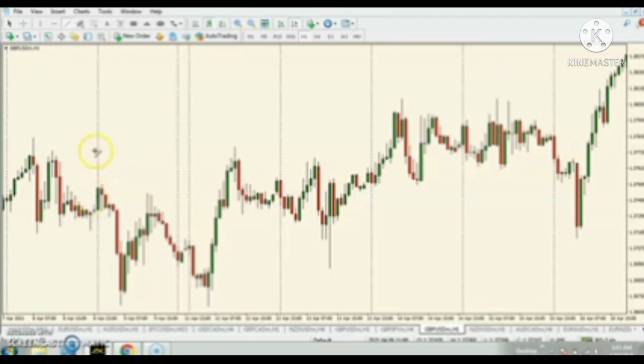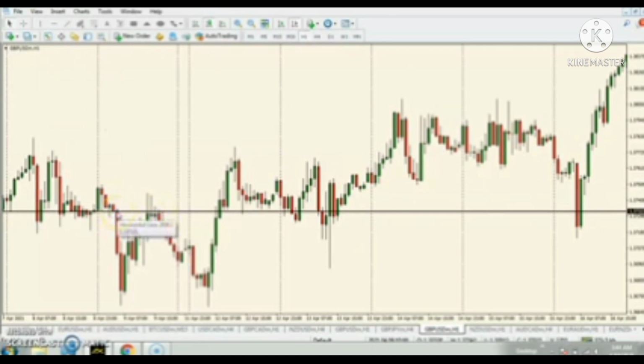Let me first draw this line, guys. I want you to see here very well. That is very cool. So I hope you've seen this point. When you see this line, it is 1.3732. I want you to understand what happened here.